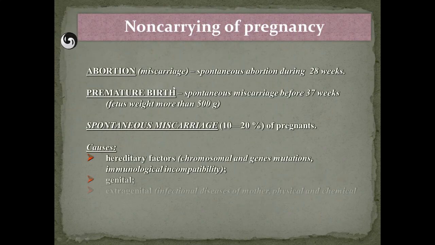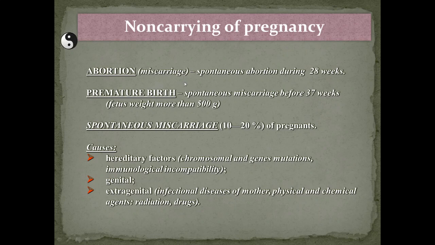And the last point that we discuss today is non-carrying of pregnancy. You just need to be aware of what abortion, premature births, and spontaneous miscarriage are, and their causes. It could be, as usual, hereditary factors, genital and extragenital, everything is here. I'd like to emphasize the next point. Premature births, we are talking about delivery before 37 weeks.